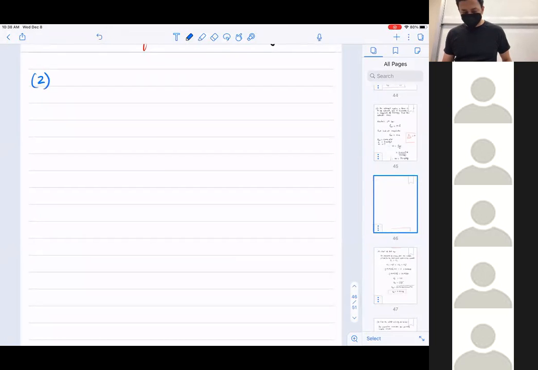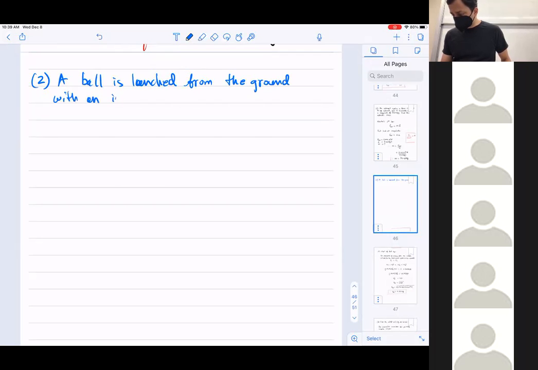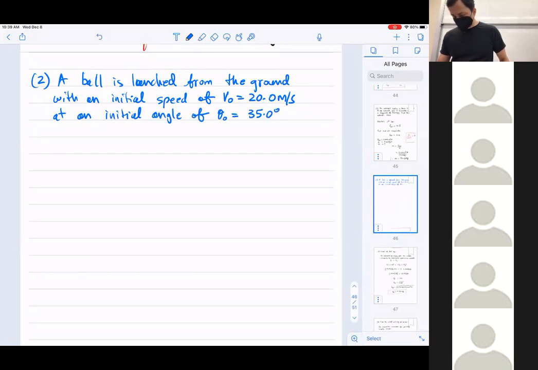So in question 2 on the test, a ball is launched from the ground with an initial speed of V naught equaling 20 meters per second at an initial angle of theta naught equaling 35 degrees from the ground.